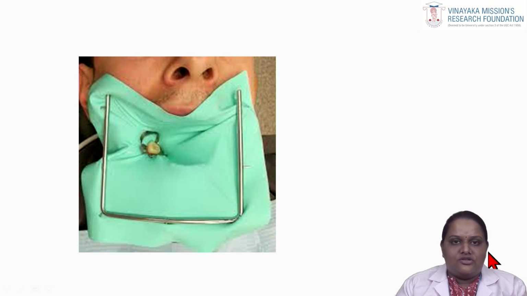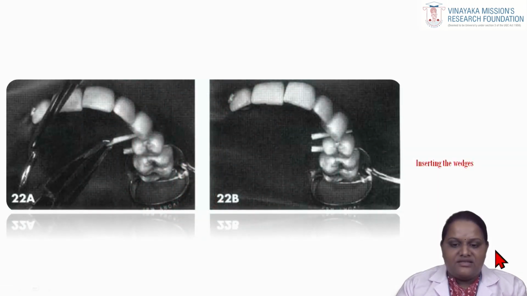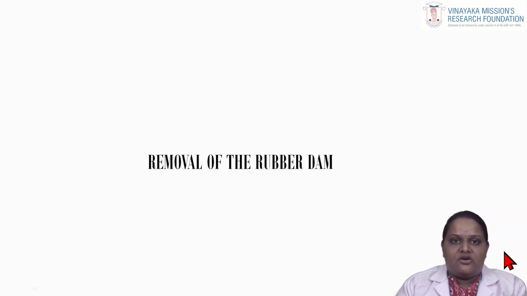This is for a single tooth. This is a winged rubber dam clamp. Then comes inserting the wedges. The wedges are usually placed for proper tight contact and to prevent slippage of the rubber dam sheet. So far we have seen inserting the rubber dam and the steps involved in it.